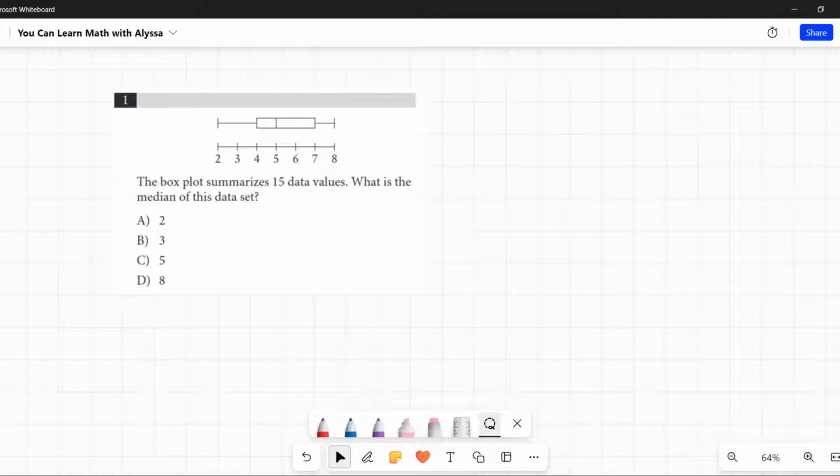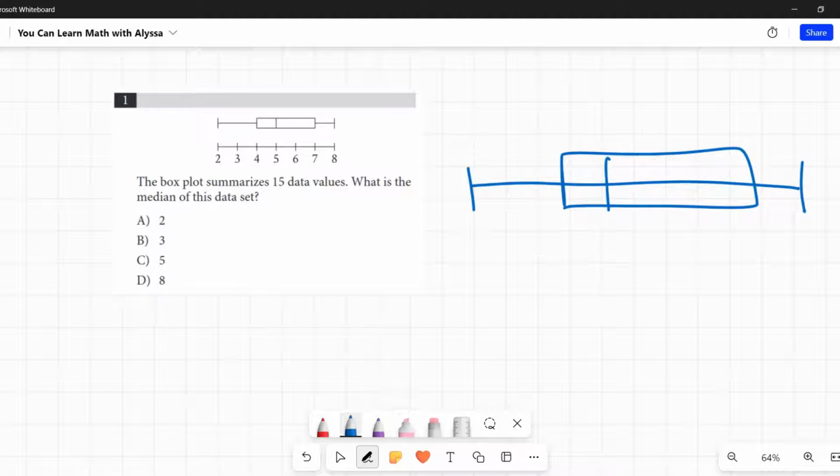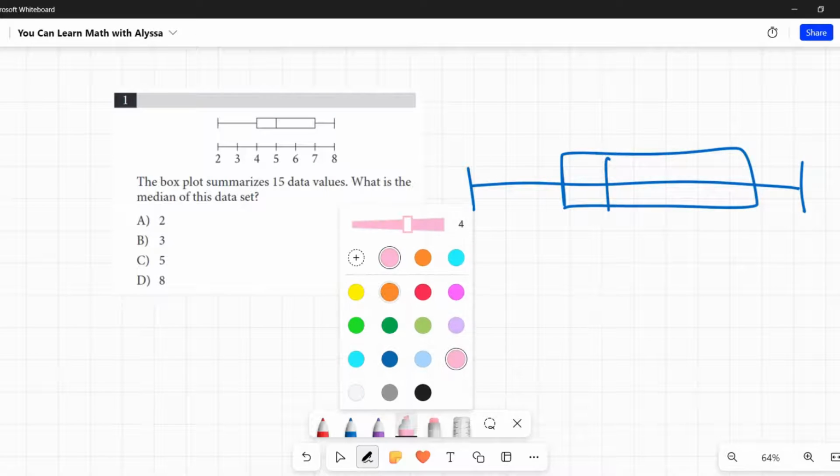Problem number 1. The box plot summarizes 15 data values. What is the median of this data set? They are just testing your knowledge of box plots. So if I have a box plot, it's going to look something like this. There's going to be a line somewhere in the middle of it. In a box plot, and let's not have pink, let's have orange.